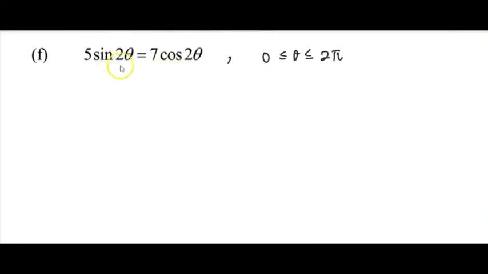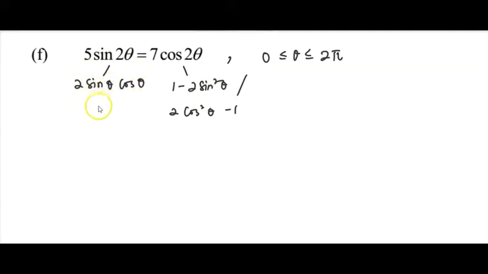So this example F is going to apply the double angle formula to split this into the single angle, and the same thing for the cosine 2 theta. I suggest that you change cosine 2 theta into either 1 minus 2 sine square theta or 2 cos square theta minus 1. Either one will do. And the sine 2 theta, you're going to convert into 2 sine theta cos theta.